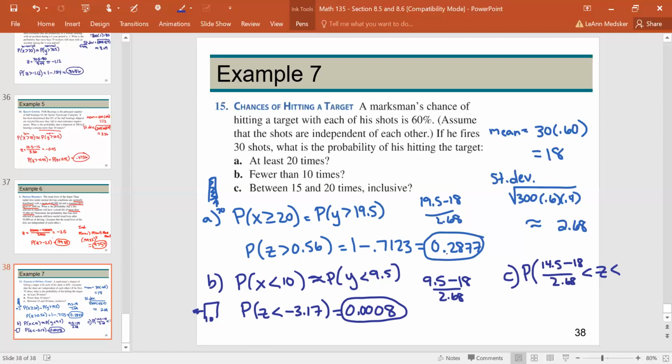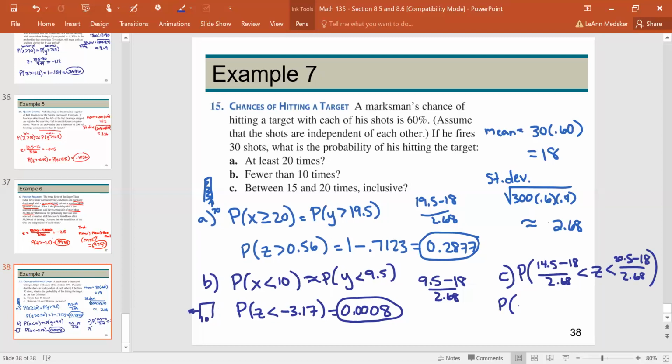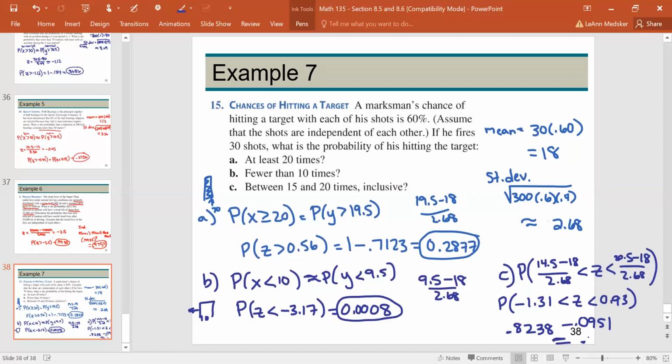And the other z-score is going to be a little bit bigger than 20 since we have to include that rectangle. So 20.5 minus 18 divided by 2.68. So that means our two z-scores are negative 1.31 and 0.93. So if I look up the first one, which is the bigger one, 0.93 is 0.8238. Negative 1.31, I got 0.0951.